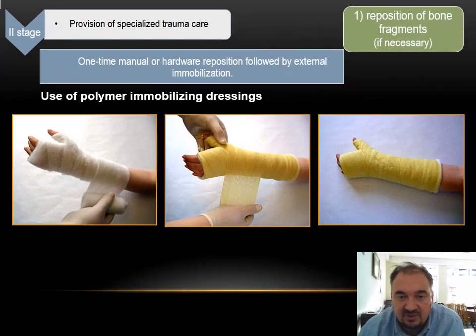Recently, more and more modern materials have been used in medicine and, in particular, polymer immobilizing bandages have begun to be actively used. They are made of various chemical compounds. To be honest, they harden from the same thing as a plaster cast, from moisture, that is, from water, but they have a number of serious advantages.